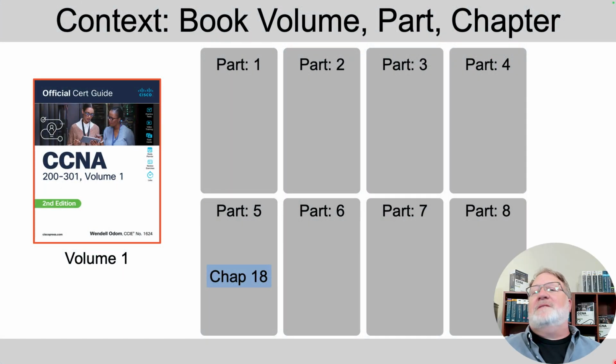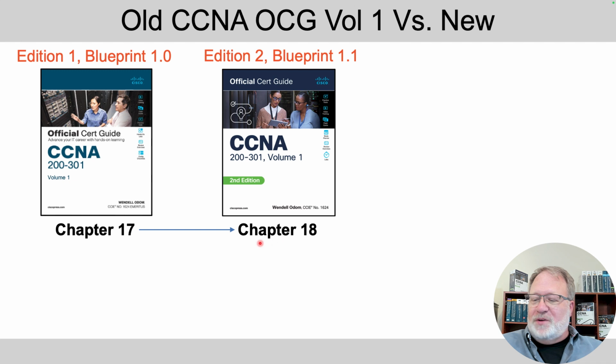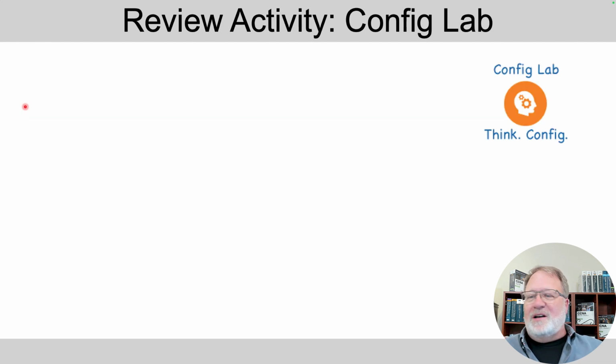To set the context, I match up all my content here about CCNA with the books, so we're talking about content that matches Volume 1, Part 5, Chapter 18 from the now current book. It's the one with this green bit on the cover that says second edition, and that's where the Chapter 18 reference comes from. By the way, the cover on the left is the previous book, in case that helps you get your bearings. All right, so what are we talking about with this lab?